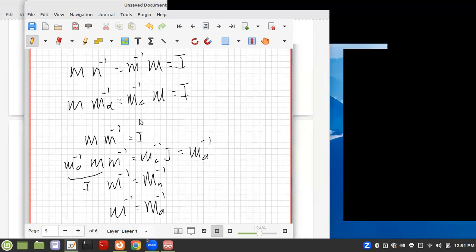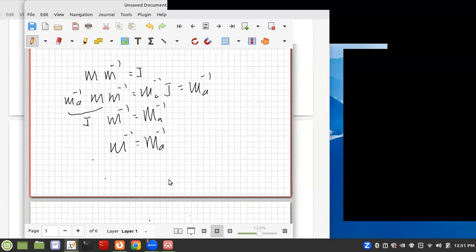the idea of showing something is unique is to assume there's two and show that they're the same. So I assumed there were two inverses here, and then I showed that M inverse equals M_A inverse. So if I suppose there were two, that's logically impossible. There's only one.